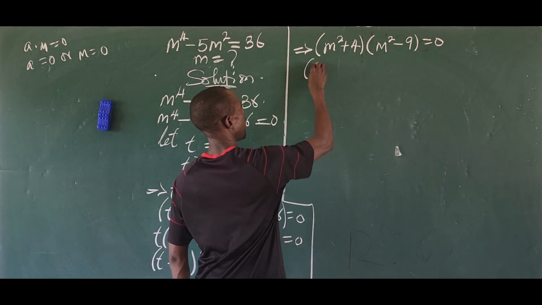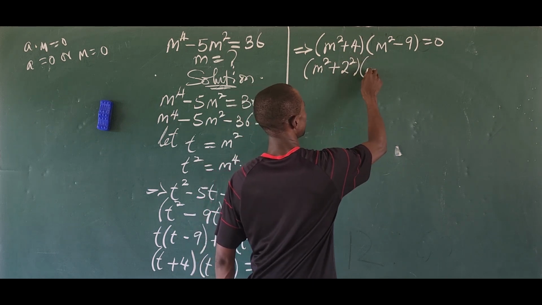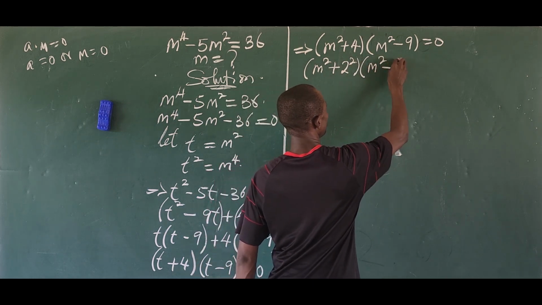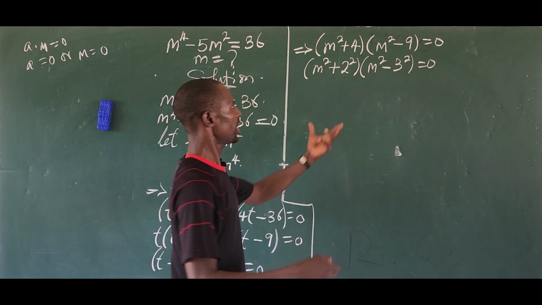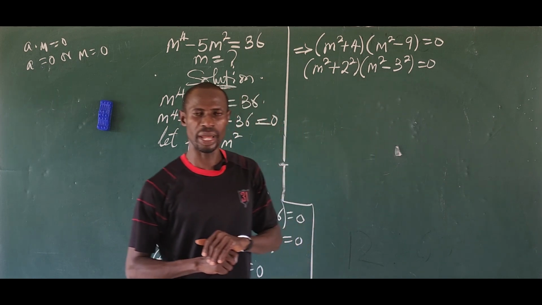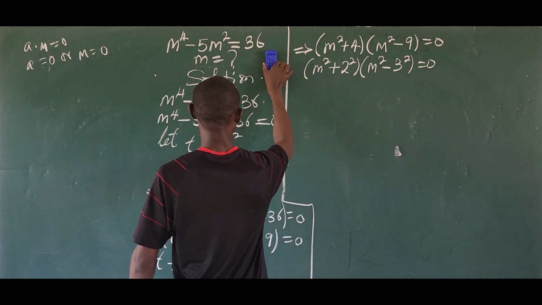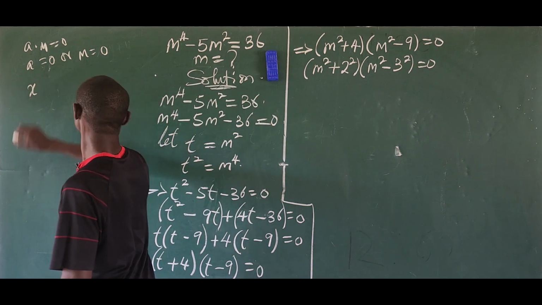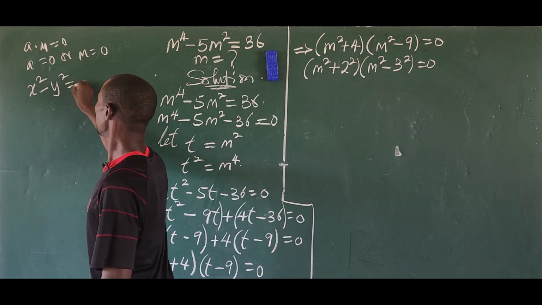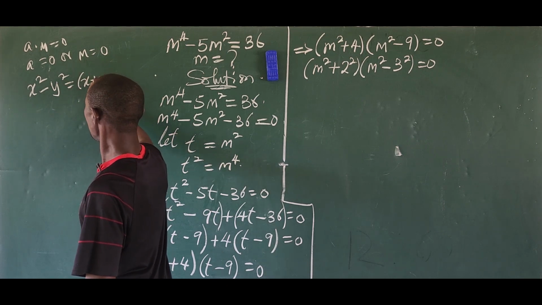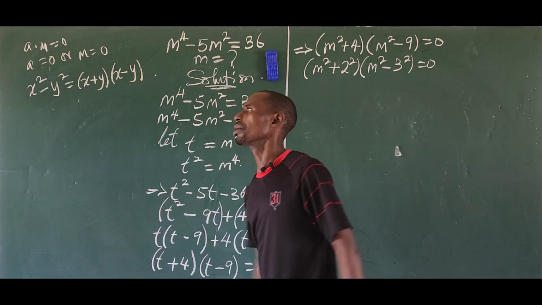So this is going to give us m to the power of 2 plus 2 to the power of 2, close bracket, m to the power of 2 minus 3 to the power of 2, close bracket equal to 0. Here we have what we call difference of two squares. We all know difference of two squares, right? What does it say? It says that if you have x to the power of 2 minus y to the power of 2, this will give us x plus y, close bracket, x minus y. We all know this, right?